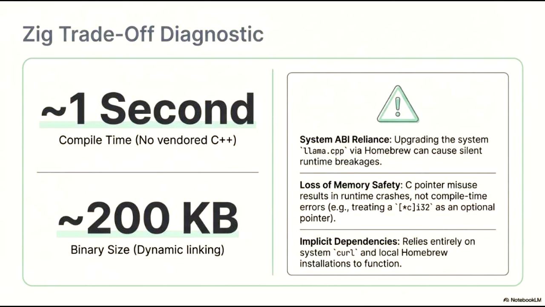First, there is a heavy reliance on the system ABI, where upgrading external libraries like llama.cpp via Homebrew can lead to silent runtime breakages. Second, we face a loss of memory safety. C pointer misuse, such as incorrectly treating a C-style pointer as an optional, results in runtime crashes rather than compile time errors. Lastly, the implementation relies on implicit dependencies, requiring specific system curl and Homebrew installations to function. Understanding these trade-offs is essential for maintaining a stable production environment.